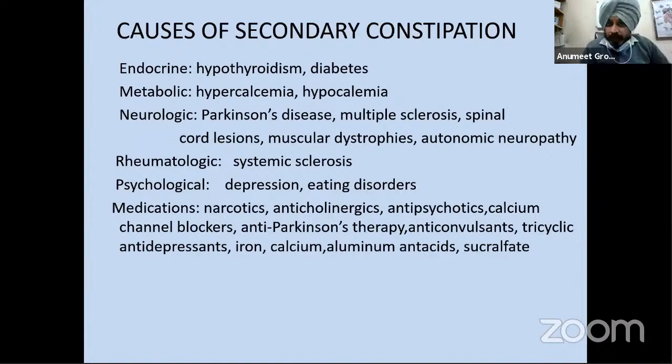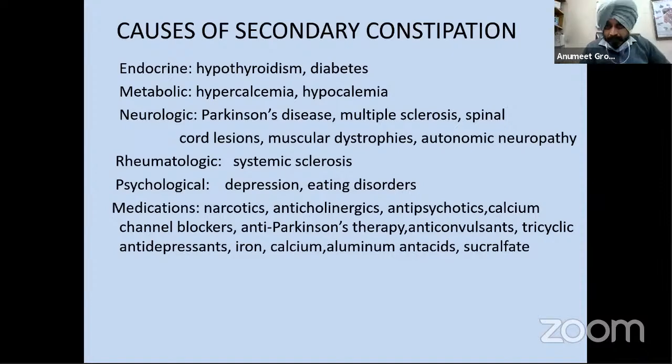Rheumatological causes. Then medications, we should always see whenever the patient comes to us with constipation for OPD consultation, we should always check the medications which the patient is taking for other illnesses.